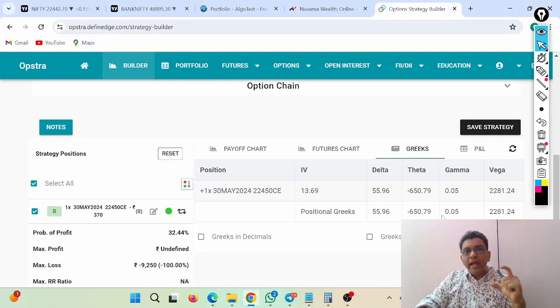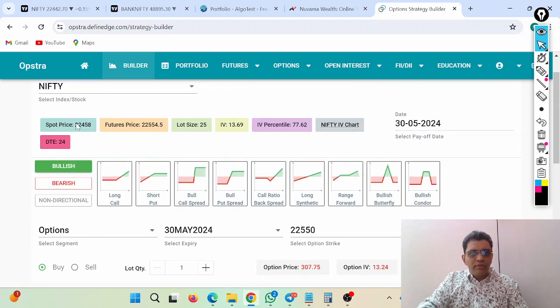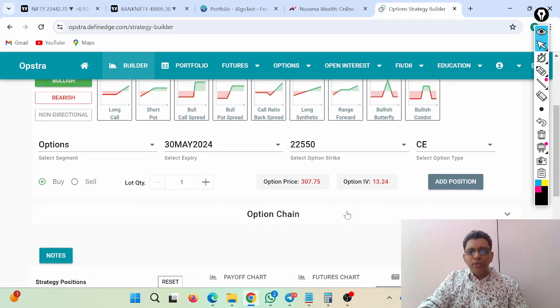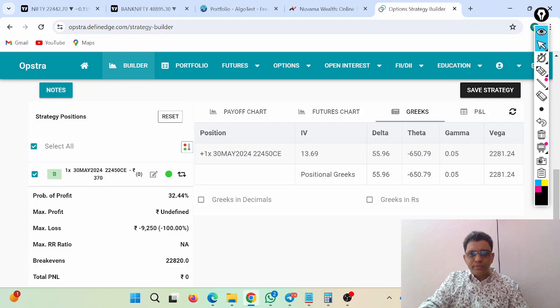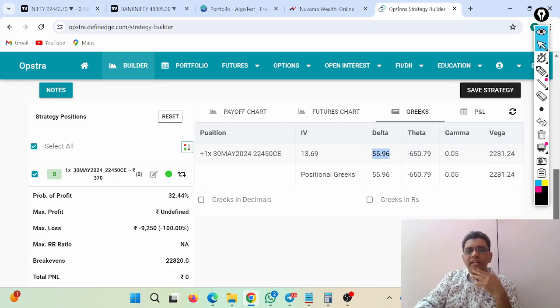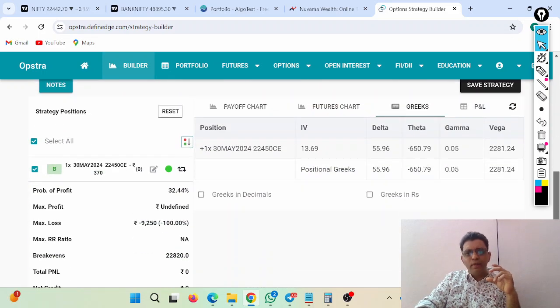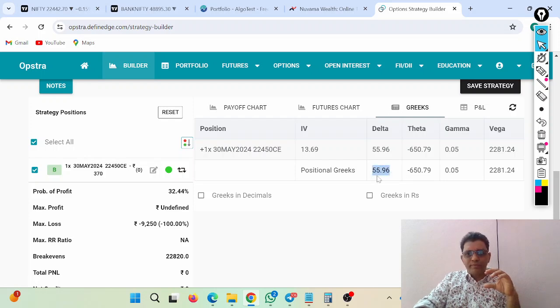The delta for at the money options is generally near to 50. Now the Nifty is trading around 22,458. So I have taken the 22,450 call option over here, and its delta is very near to 50. Why is it a little bit higher, 55? The reason being, Nifty is not exactly at 22,450. It is at 22,458, so there is a little bit of difference. That's why the delta is 55.